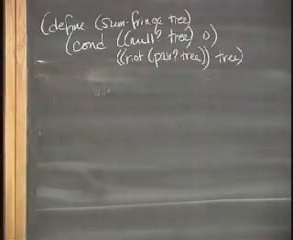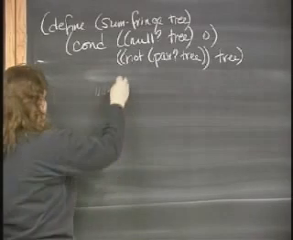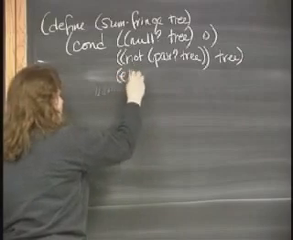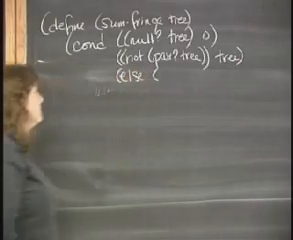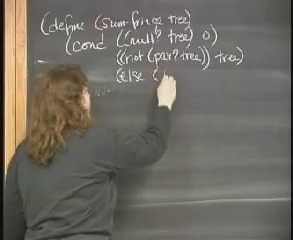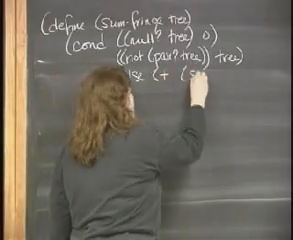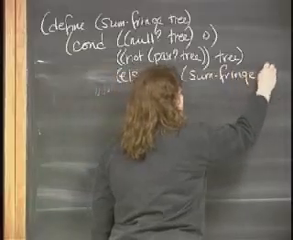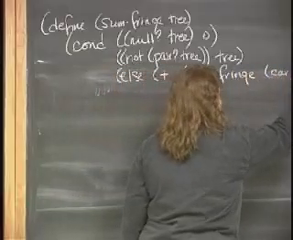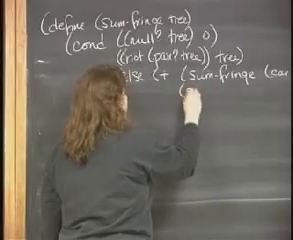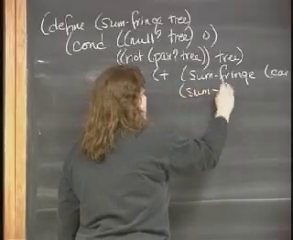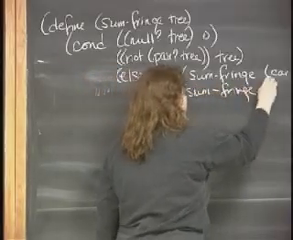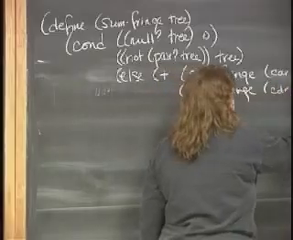Okay. Now what do we want to do? All right, we need to sum fringe on the car and the cdr. We probably want to do something to combine them. I'm going to add the sum fringe on the car of the tree and the sum fringe on the cdr of the tree.